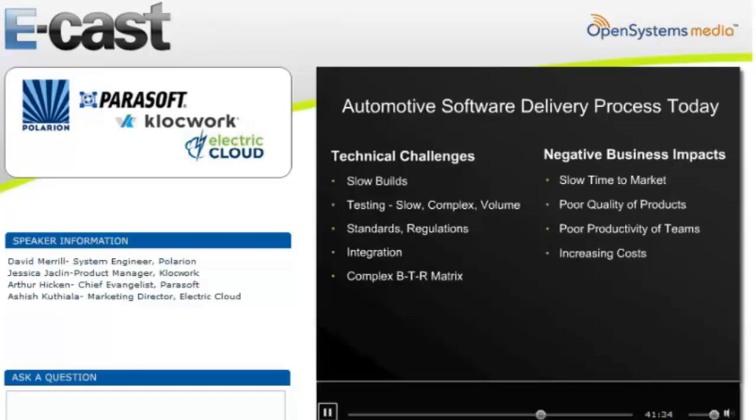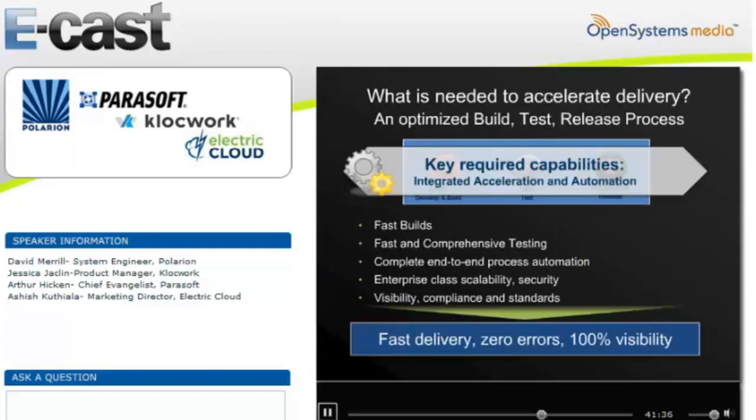In my opinion, working with different customers in the automotive industry as well as outside, you need an integrated acceleration and automation approach to bring these pieces together. You need to enable fast builds, testing across all the software modules, and do this fast. You need to introduce end-to-end automation that helps you do this. As you do this manually, there are a lot of drop-offs and errors, and there's human-prone error. You need to be able to automate this.